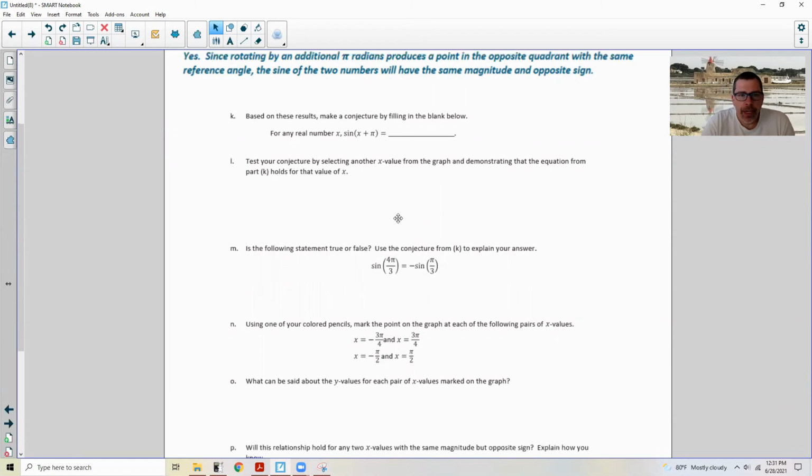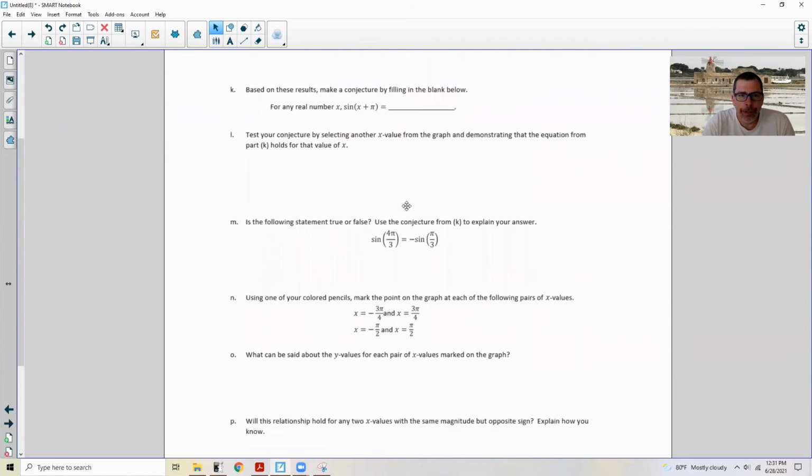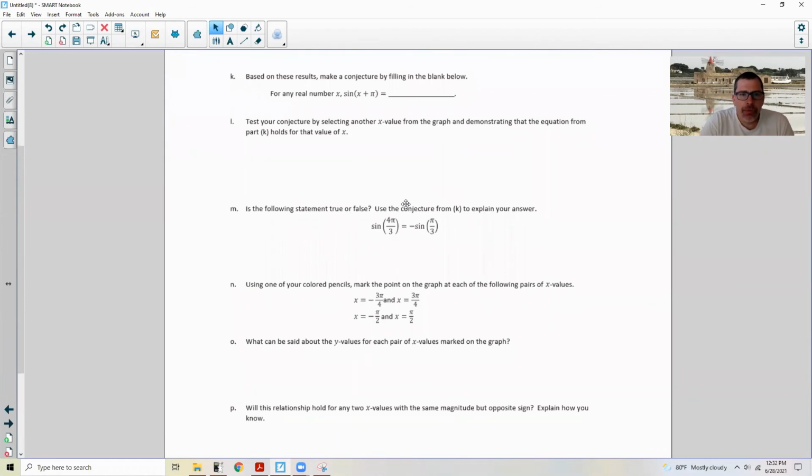Okay, part K. Based on these results, make a conjecture by filling in the blank below. So for any real number x, the sine of x plus pi will give us the negative of the sine of x.